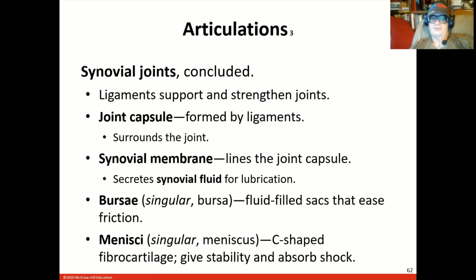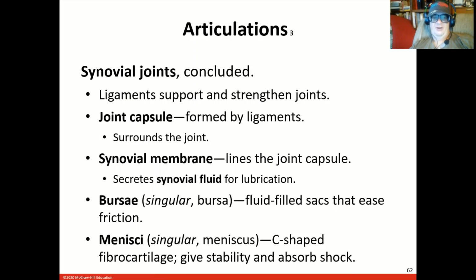All right, so you've got ligaments there to support the joints and strengthen them. What we're saying is ligaments link bones together. They are long enough to allow the movement of the joint, but not so long that the bones can come apart, at least that's the plan, without extreme amounts of force. Anyway, joint capsules are made by ligaments and surround the joint. They're filled with synovial fluid, which lubricates it. We talked about that before.